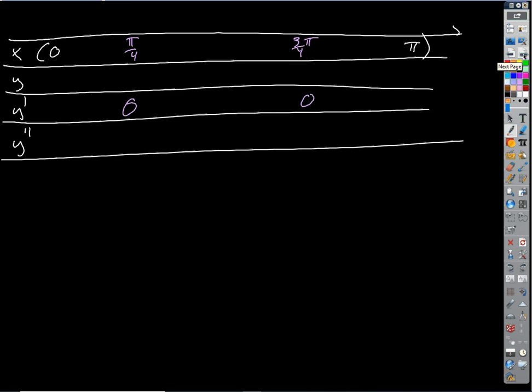we had pi halves, we had a 0, second derivative, okay? So this is a pretty easy table to deal with. Then what do I have to do to really figure out what's going on? Calculate the second derivative at my first derivative critical numbers. We'll use the second derivative test.